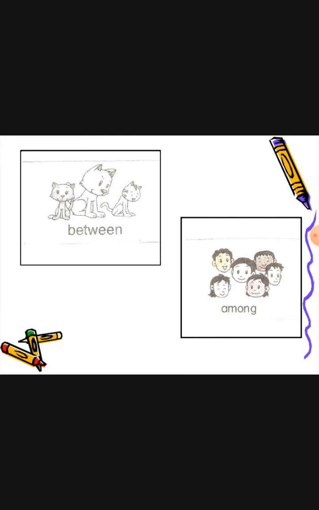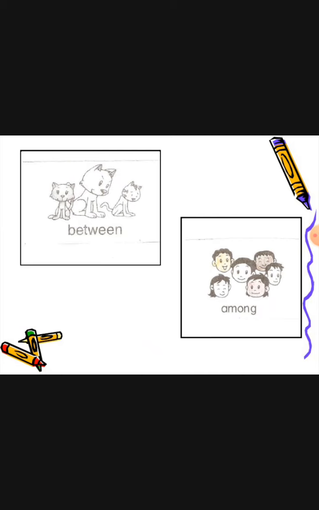If we talk about the next preposition, that is between. We use between when something is between two things, when there is one thing between two. We can see here that the big cat is between two small cats. So when there is something between two things, we use the preposition between.